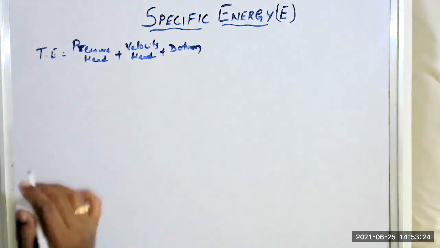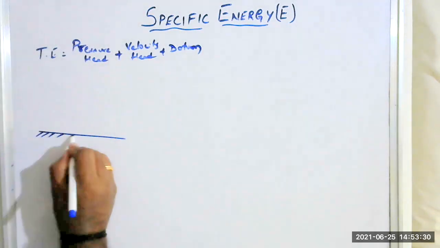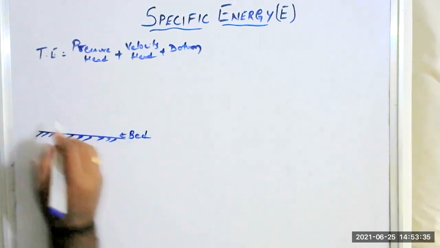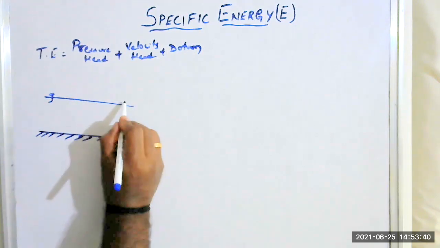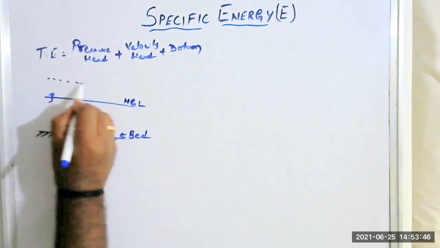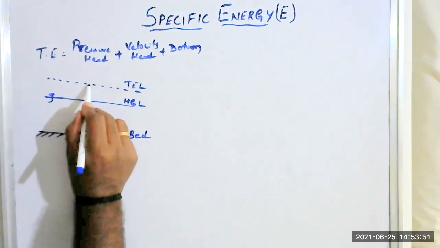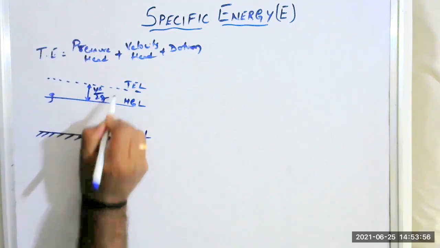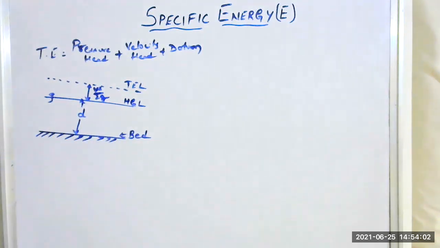See, let me take the open channel now. So this I'll take as the channel bed. And this I'll take as the free surface of the water. Here, the free surface of water in case of open channel is nothing but the hydraulic gradient line. So above the hydraulic gradient line, there is what? Total energy line, that is nothing but the velocity head v square by 2g. I take d as the depth of the channel. This is the bed of the channel.